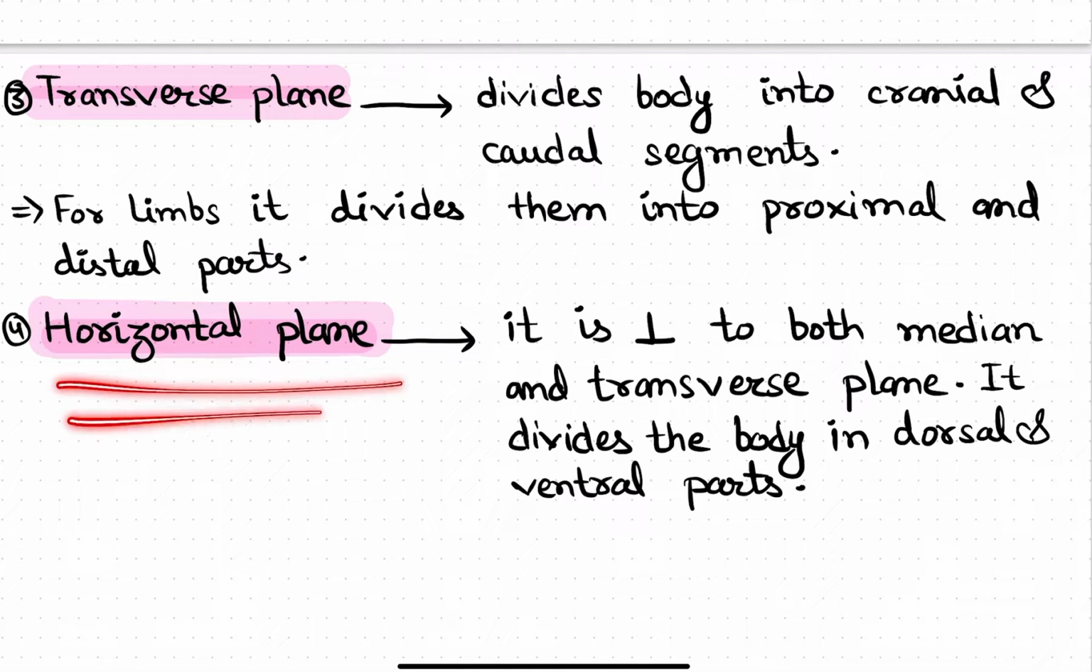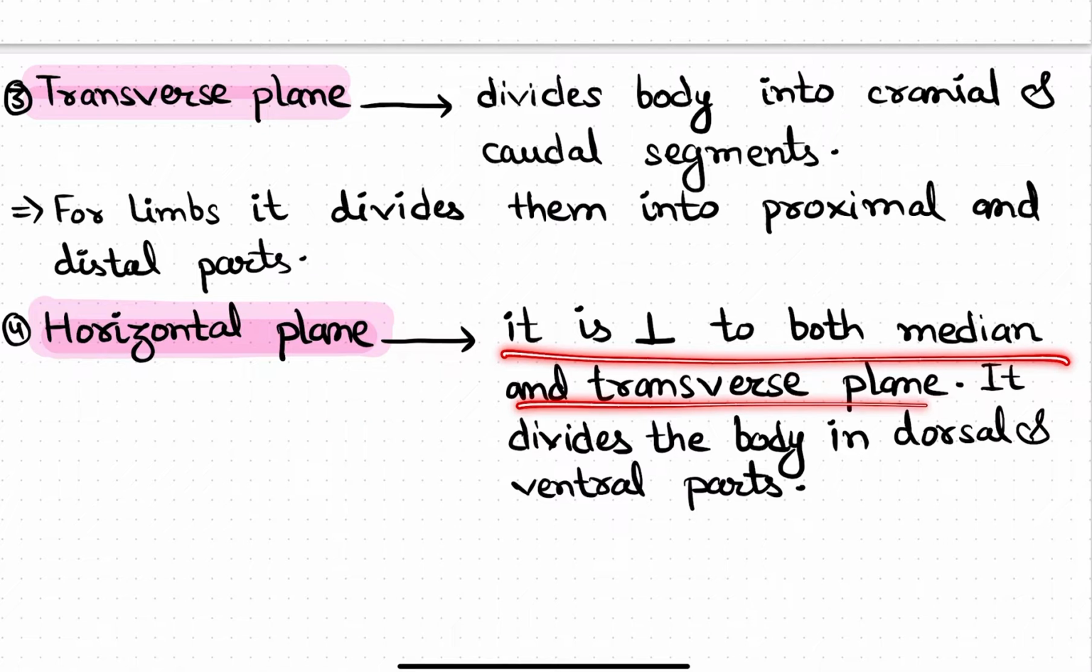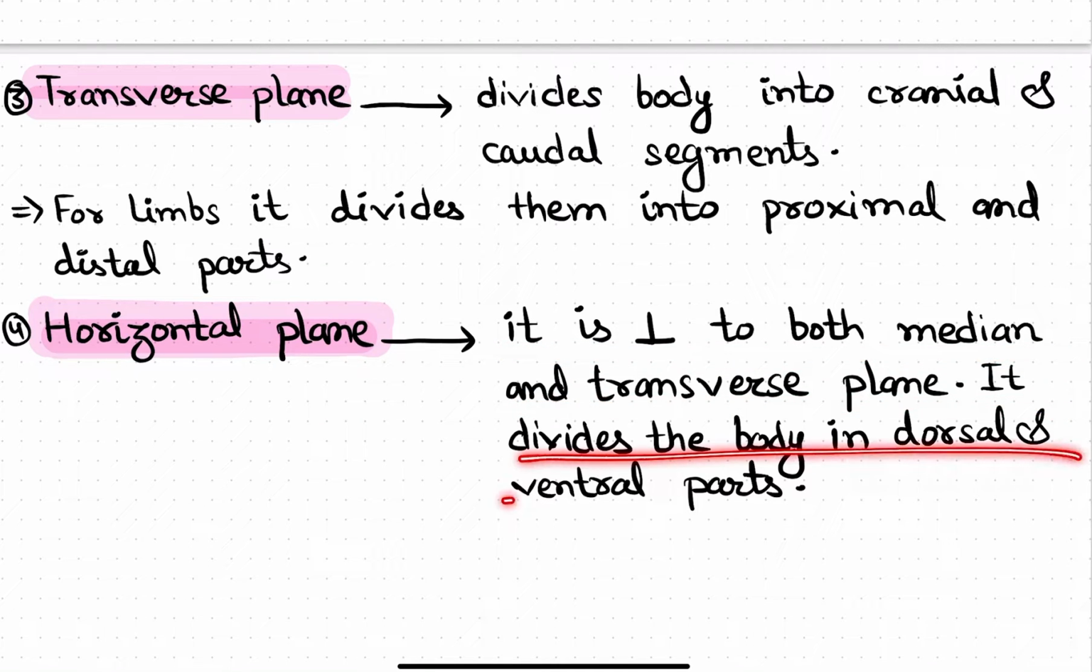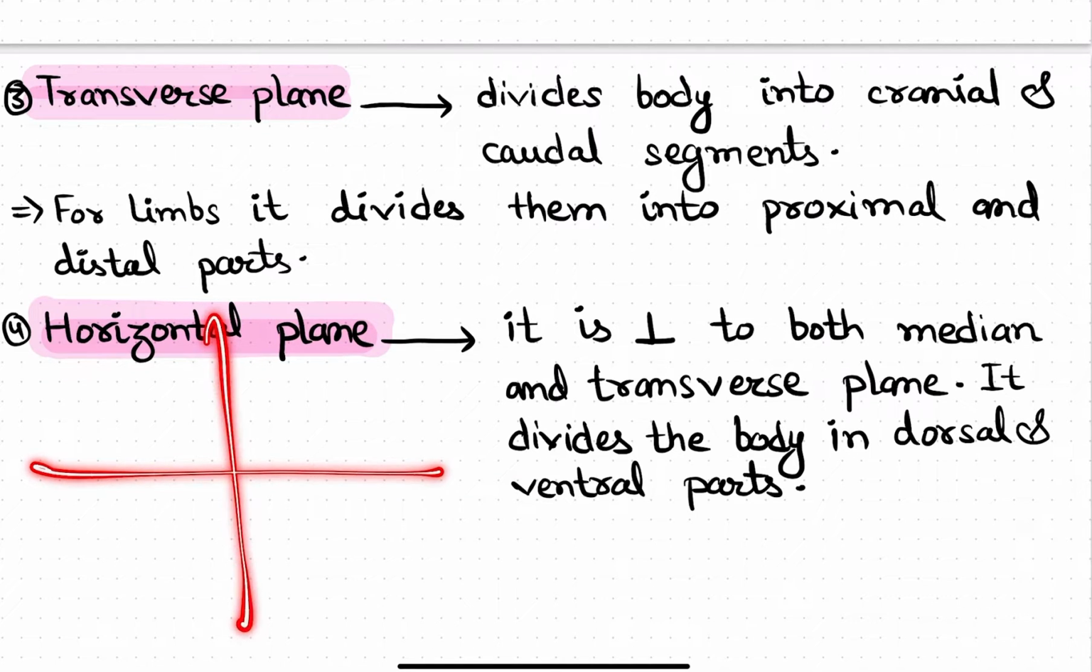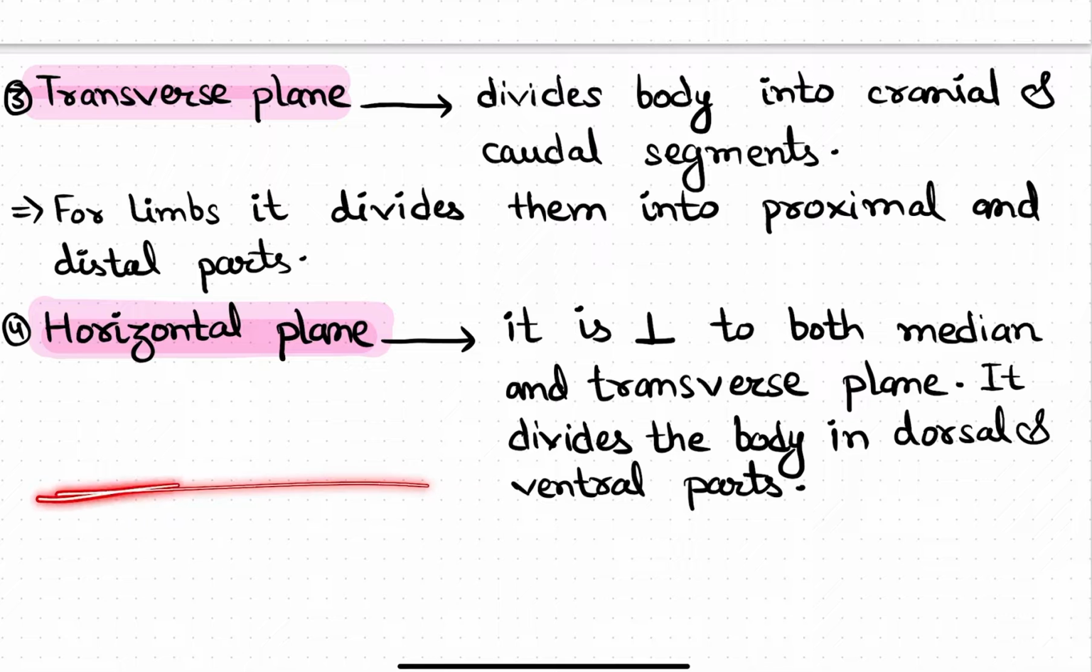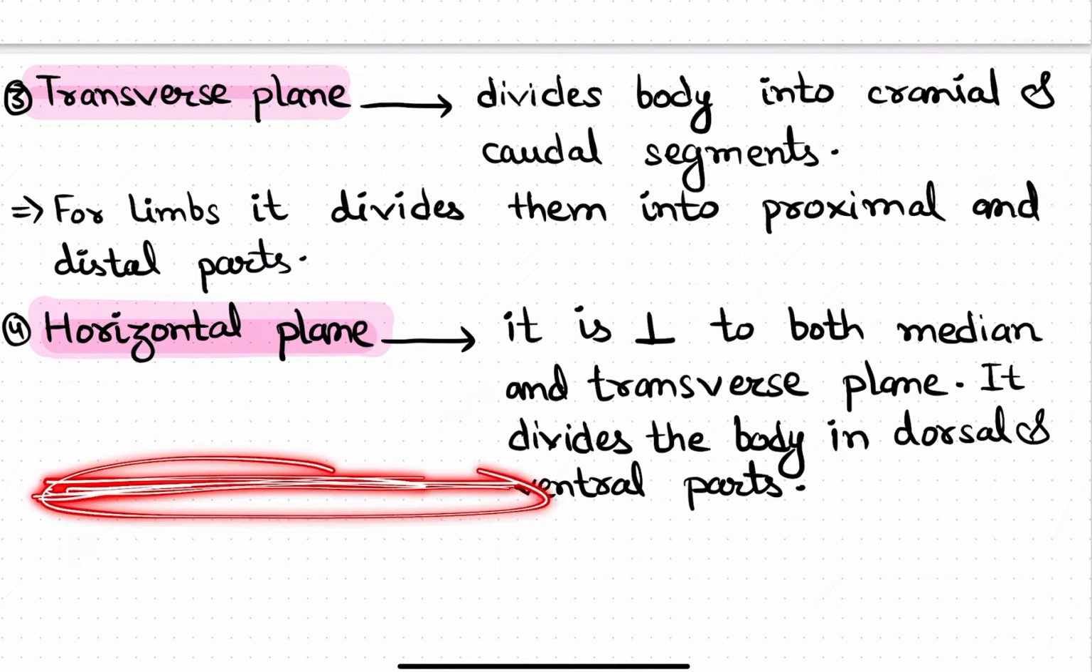Now we have the horizontal plane. It is perpendicular to both the median and transverse planes. It divides the body into dorsal and ventral parts. Now this is a horizontal line, this is a perpendicular line. So if we cut an animal in this direction, on the x-axis, that is known as the horizontal plane.